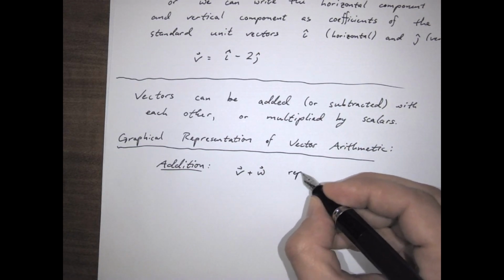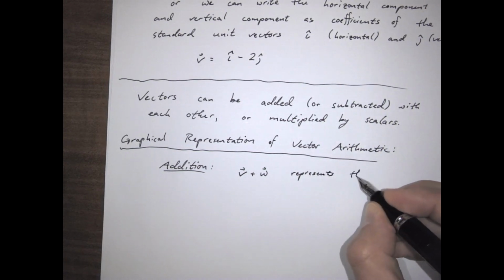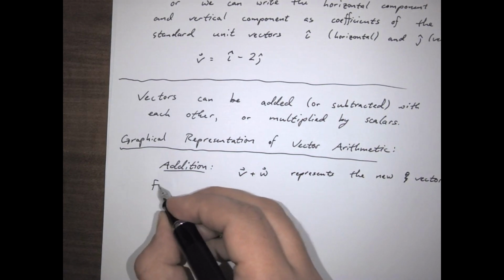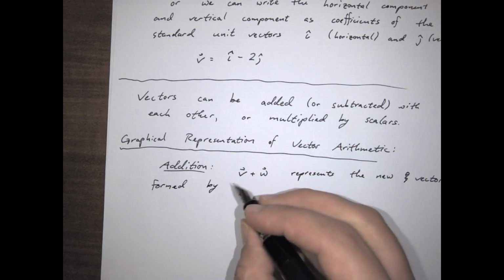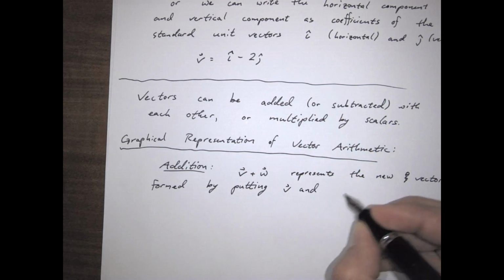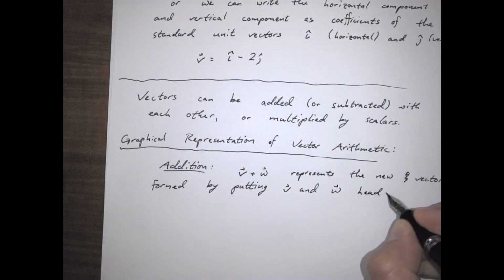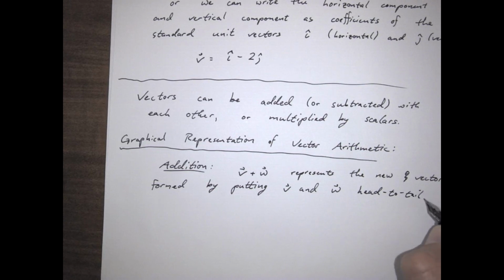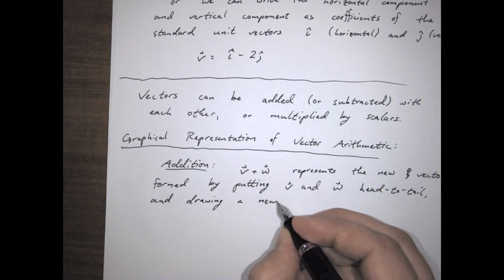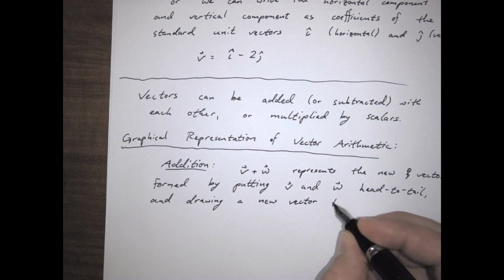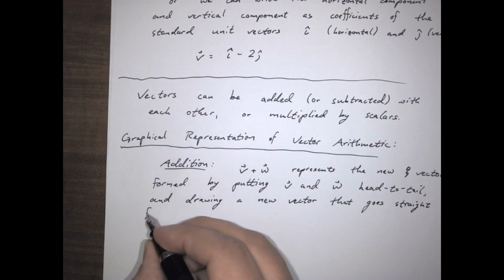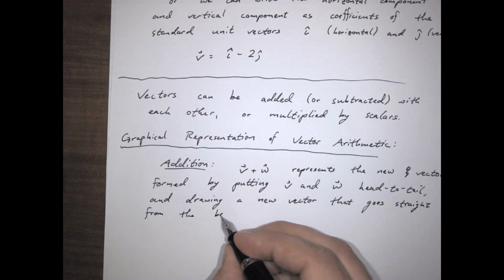So it represents the new vector formed by putting v and w head to tail and drawing a new vector that goes straight from the beginning to the end.